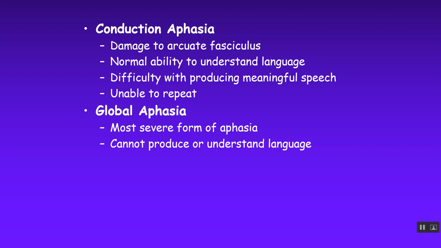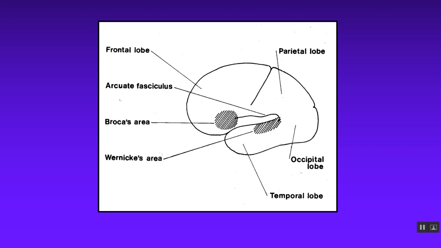Then global aphasia is that more severe form of aphasia that cannot produce or understand language. So this is Wernicke's area, although Wernicke's area is really more up here. This is the secondary, so this picture's not the best. But anyway, Wernicke's area is here. This is the arcuate fasciculus. So a conduction aphasia is where you have a stroke that involves a branch, usually of the middle cerebral artery, that impacts those white matter tracts that are connecting those two.